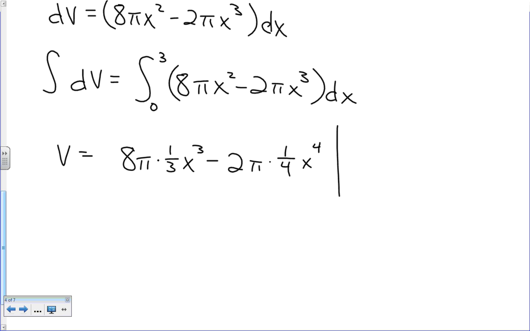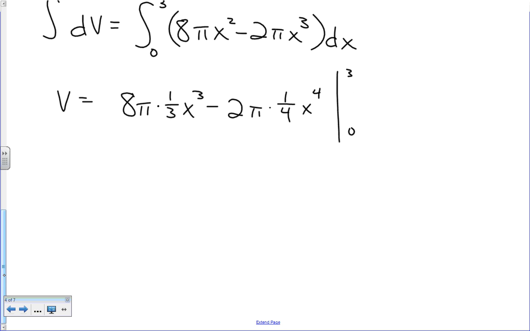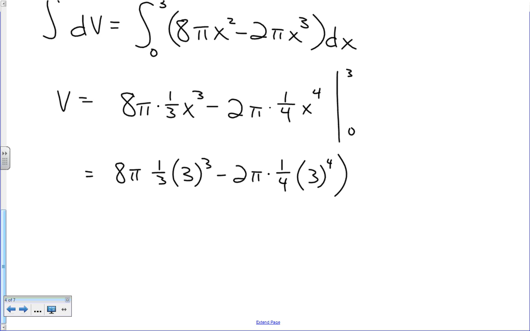And we're going to evaluate that from 0 to 3, and actually plugging in the 0 is going to be real nice. The 3 is going to be a little bit of work here for us, but we should be able to do that. So we'll end up with 8 pi times 1/3 of 3 cubed minus 2 pi times 1/4 of 3 to the 4th. That's the upper bound. Now again, when I plug in the lower bound, when I plug in 0, I'm going to get 0 cubed there, so that's going to be 0. And when I plug in the 0 to the next term, it's going to be 0 to the 4th. That's going to be 0. So I get 0 at the end. That's why I said that's the nice part. All right, and let's evaluate this then.